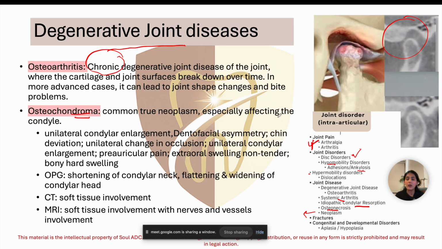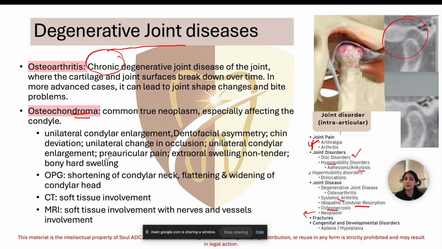And it affects your condyle. I'll show you the pictures in the next slide. I'm just explaining here. So what happens is, unilateral condylar enlargement will be seen because in osteochondroma there is growth happening. So if growth is there, there will be enlargement observed. Dentofacial asymmetry, because one side is getting enlarged, symmetry will not be there. There will be asymmetry observed. Chin will be deviated. Unilateral change in occlusion will be seen.